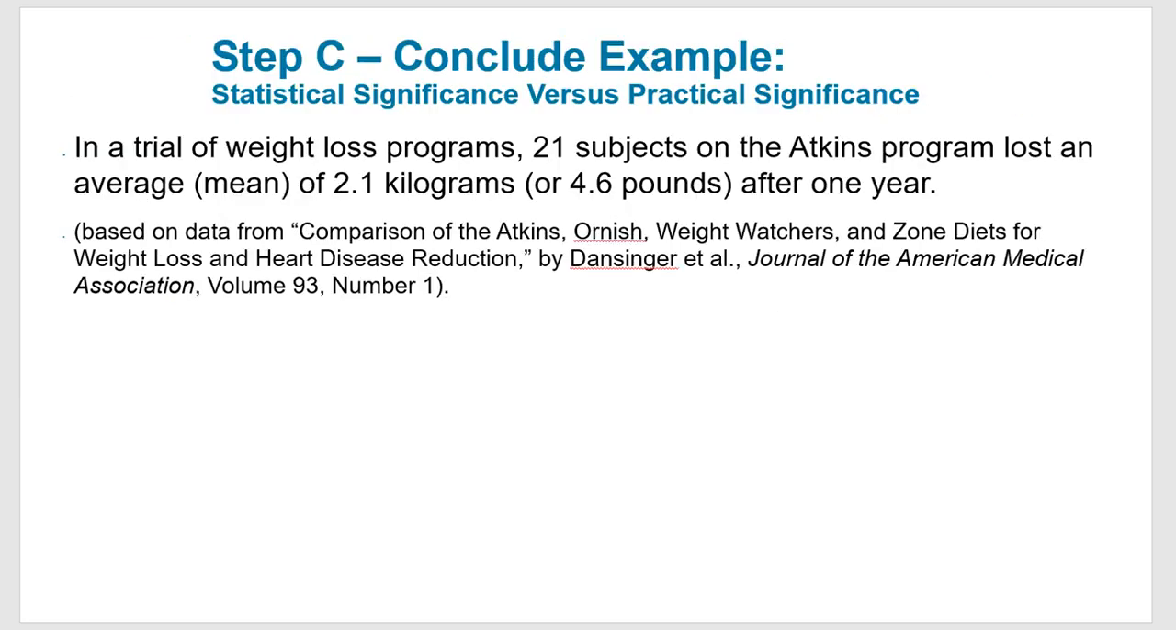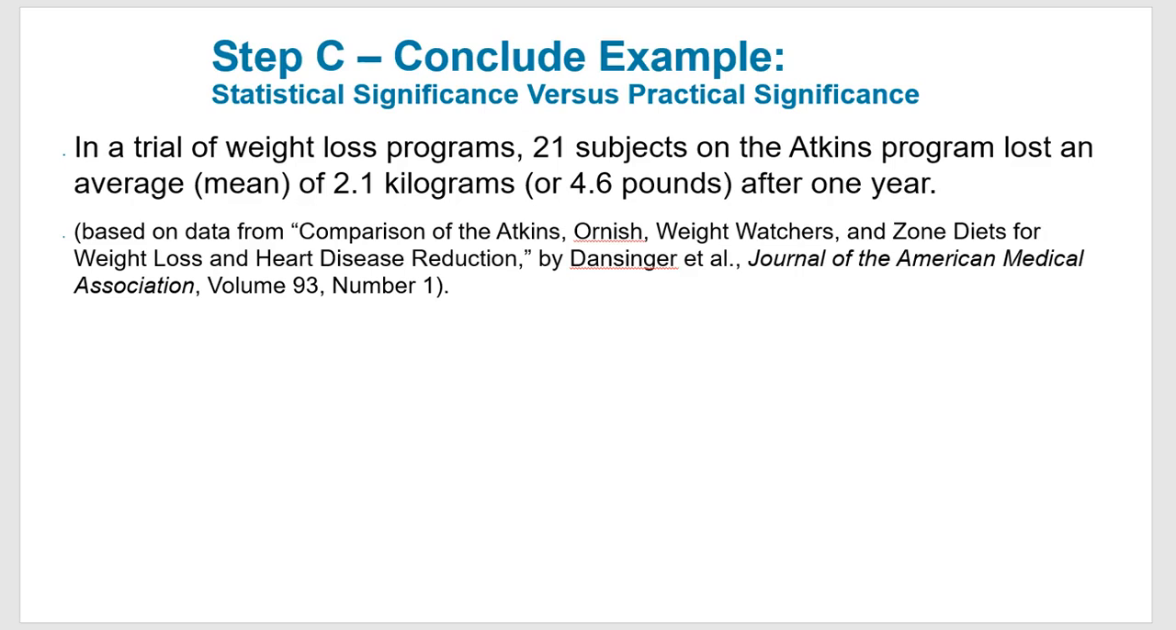All right, so here's a good example of that practical versus statistical significance. Okay, so we did a weight loss program, 21 subjects were on the Atkins diet, and they lost an average of 2.1 kilograms, which is 4.6 pounds for us Americans who don't use the metric system, after 1 year. All right, are the results statistically significant? And this is where you have to kind of look at it from a health perspective. Is losing 5 pounds going to affect your overall health? And the answer is yes. Especially if you have something like diabetes, just losing 5 pounds can make a big difference.